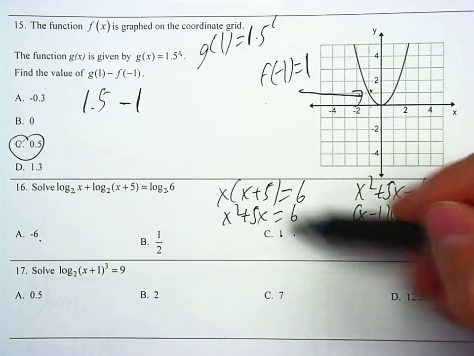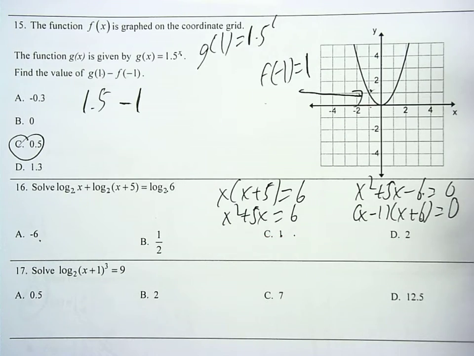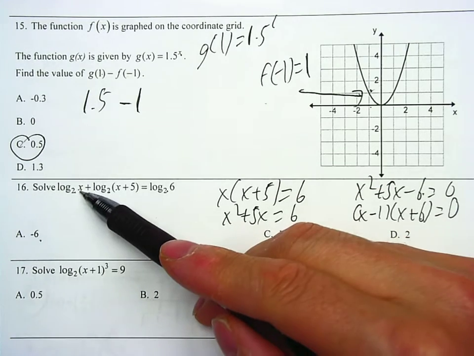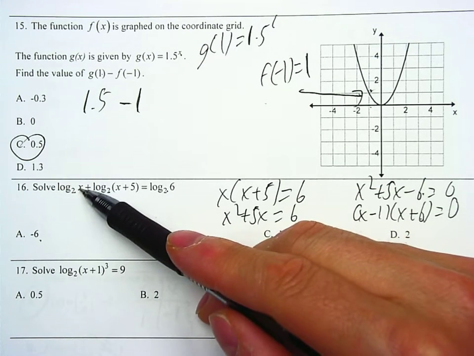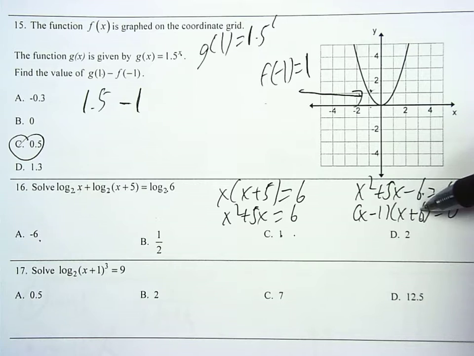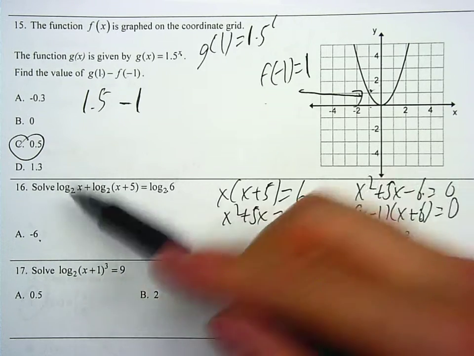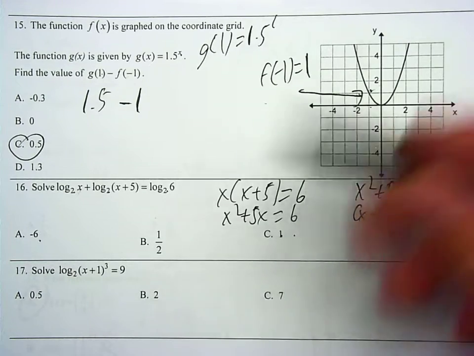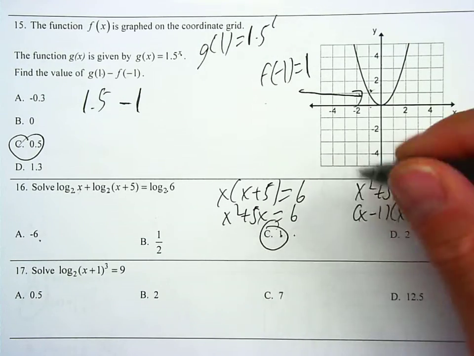So is x equal to 1, or is x equal to negative 6, or is it equal to both? Well, a logarithm can never be negative inside. So while this yields the answer of negative 6, this logarithm cannot be negative inside. So negative 6 is not appropriate as an answer. Only positive 1 is appropriate.